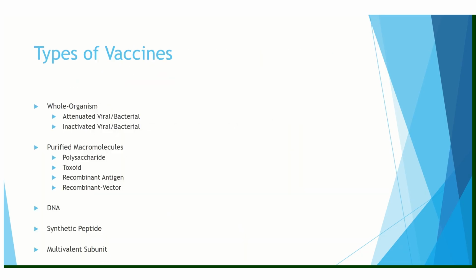So the types of vaccine: there's the whole organism. It's divided into two parts: attenuated viral and bacterial, and inactivated viral and bacterial. Another type of vaccine is purified macromolecules, for example, polysaccharide, toxoid, recombinant antigen, recombinant vectors, and also DNA vaccine, synthetic peptide vaccine, and multivalent subunit.